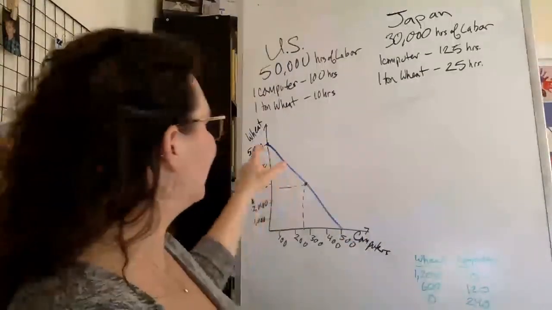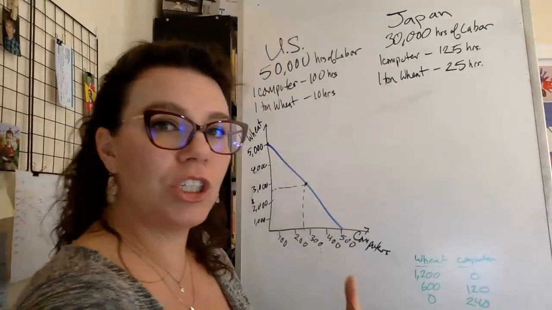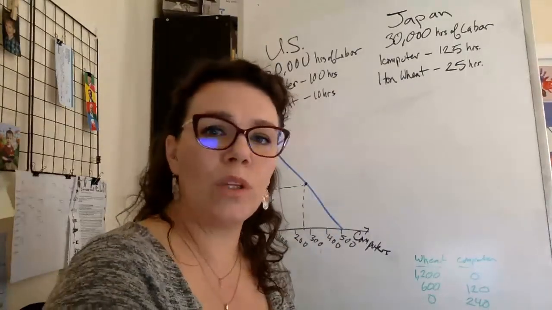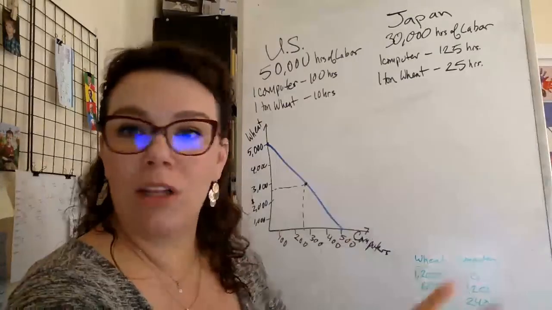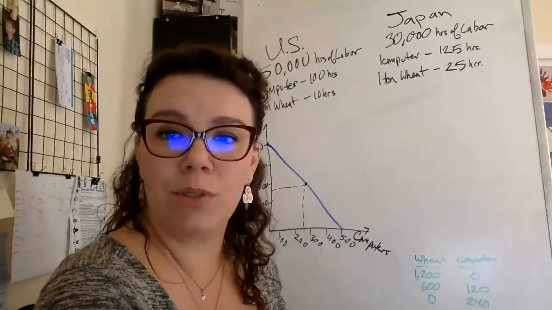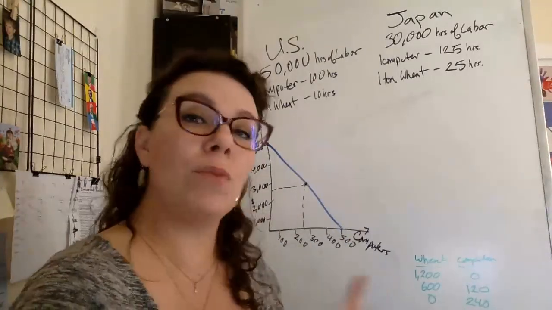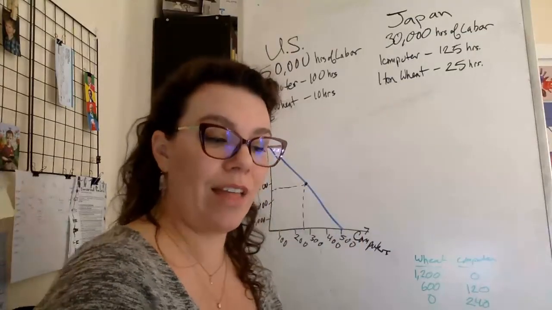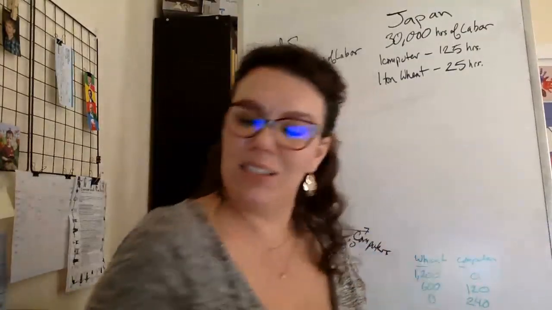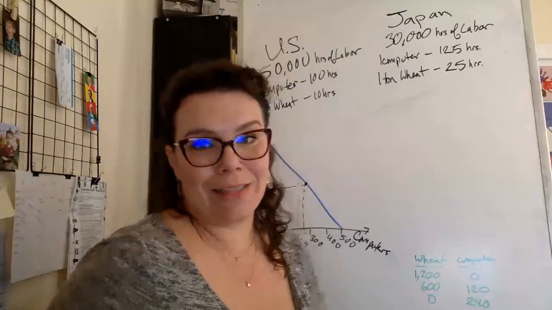We could pick literally any point along those curves and say, well, we're only going to use a small amount of time to make a fraction of a computer and the rest on wheat. And that would be an acceptable division of that labor. It's a little weird, but that's the way economists like to think.